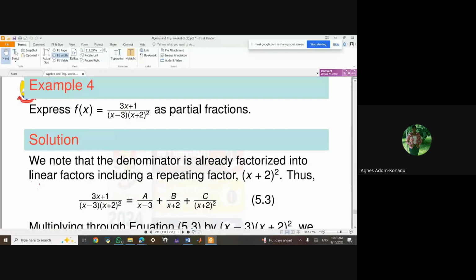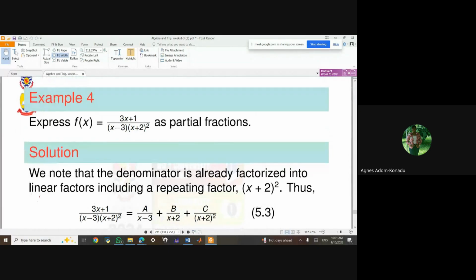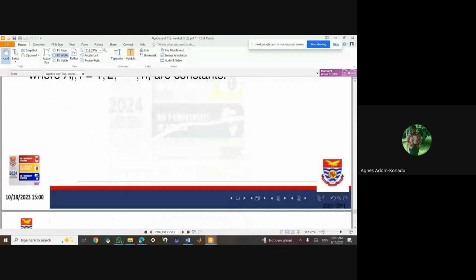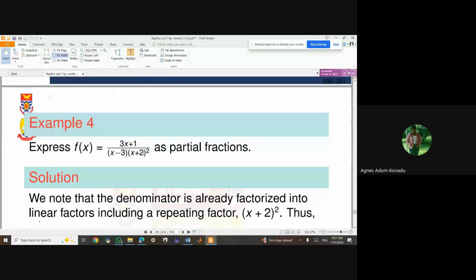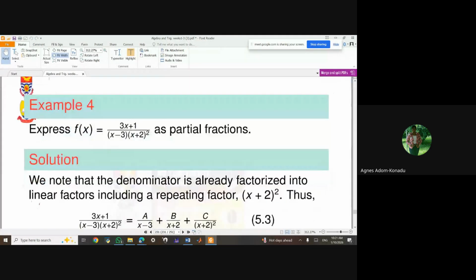So that one, I'll write it as b over x plus 2 plus c over x plus 2 to the power 2. So the second case here is what I'm applying for the x plus 2. I have to write the x plus 2 itself, then x plus 2 squared. If it is to the power 3, then I have x plus 2, so I'll have maybe b over x plus 2, then c over x plus 2 squared, and then maybe d over x plus 2 to the power 3. So that's how it works.